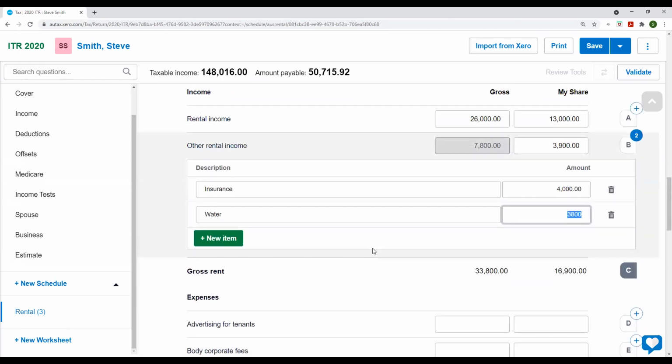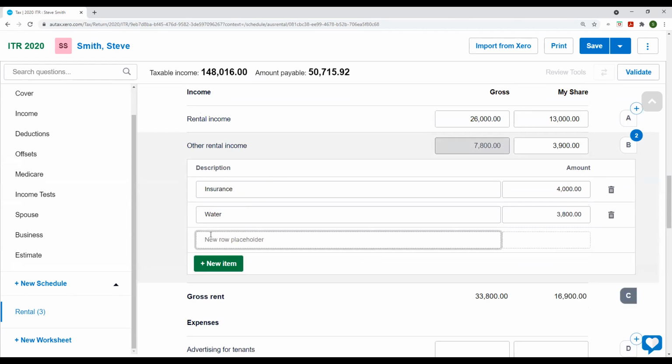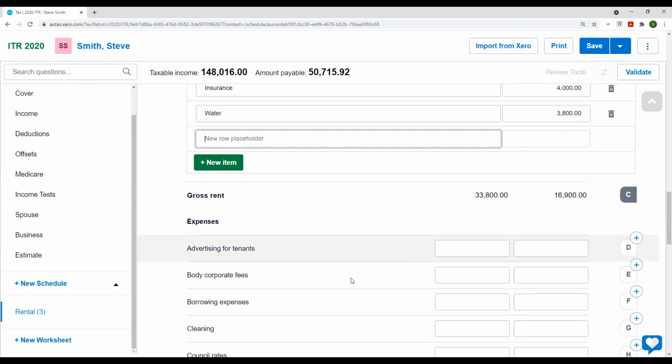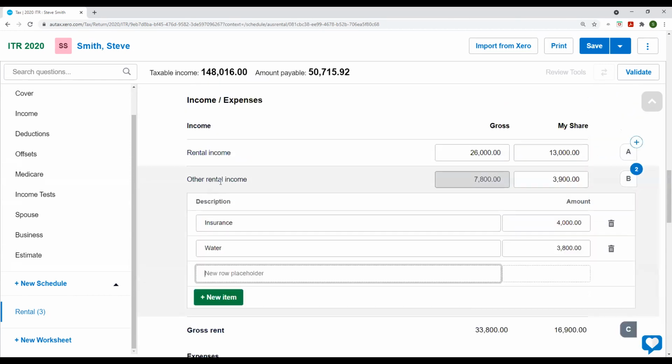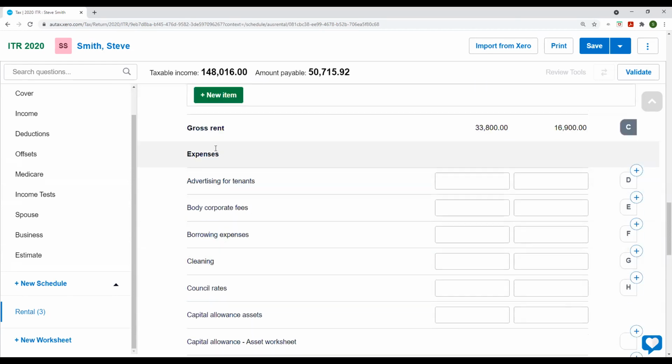For example, when you install solar, you may be getting some solar rebate here. So that type of thing you could include here. But mainly this is where the other income will fall. Now we will see expenses.